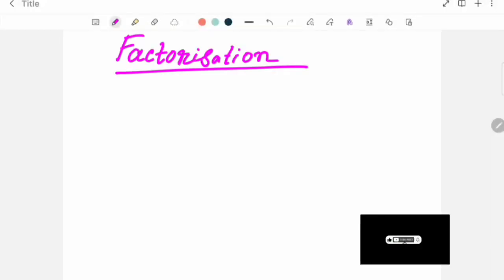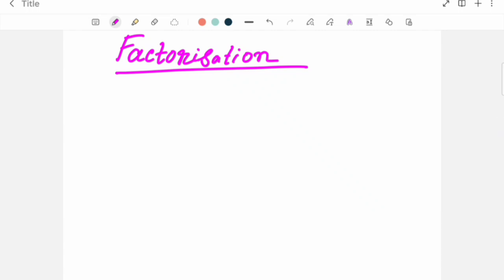See, in this video, we are going to discuss factorization. Here we will talk about factorization. What is the meaning of factorization? That we'll understand first. Factorization means resolving an expression into its factors. Now, mostly we will discuss here the algebraic factorization.